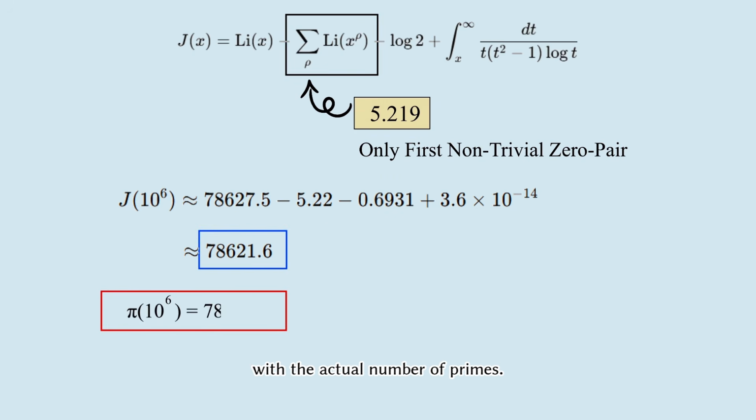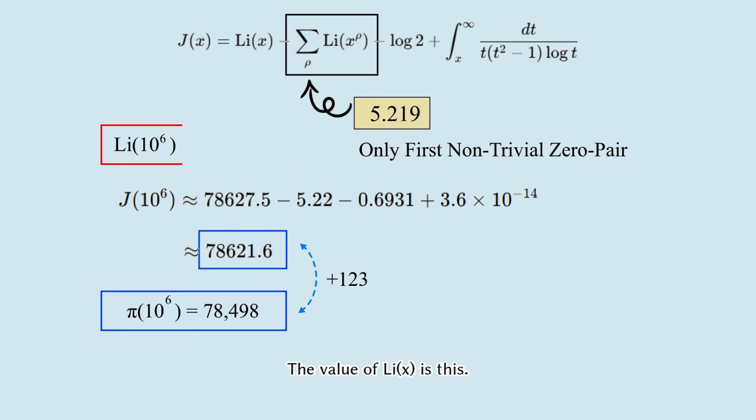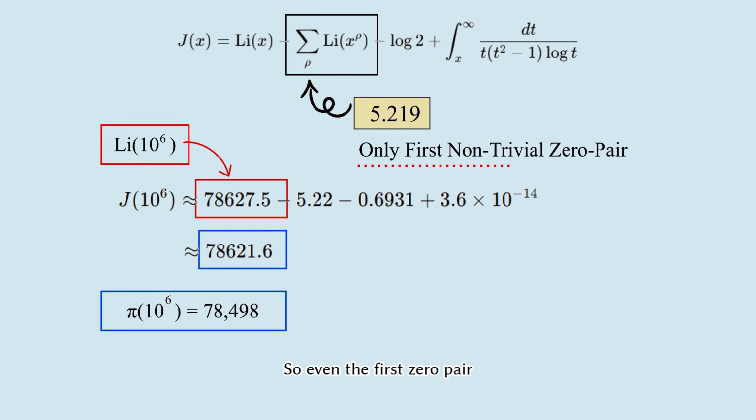Compare this with the actual number of primes. The error is now about 123. The value of Li(x) is this. So even the first zero pair already improves the approximation.